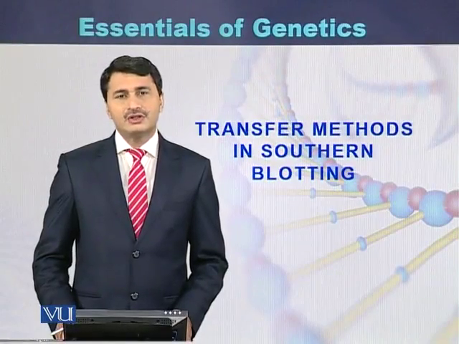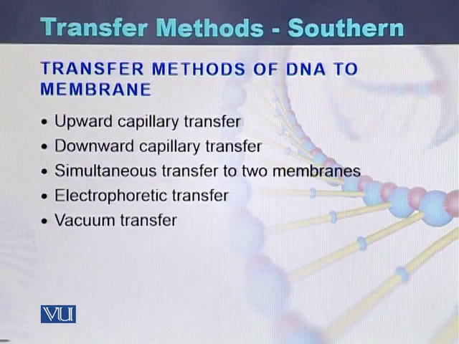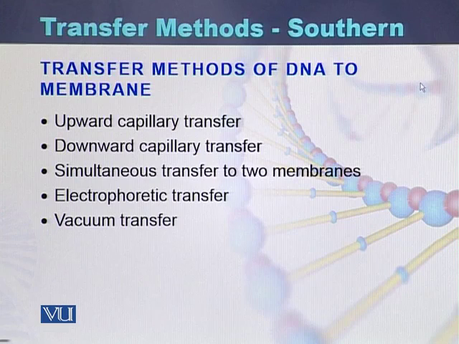Transfer methods in Southern blotting. There are different types of transfer methods of DNA to the membrane. The most common transfer methods are upward capillary transfer, downward capillary transfer, simultaneous transfer to two membranes, electrophoretic transfer and vacuum transfer. So these are some of the common transfer methods by which DNA is transferred from gel to the membranes.